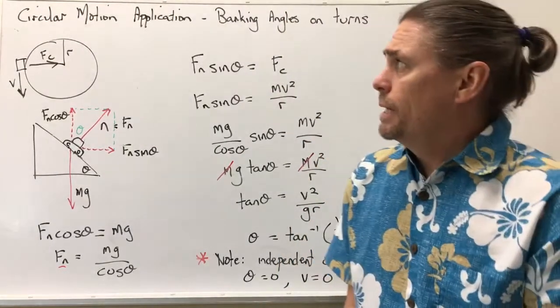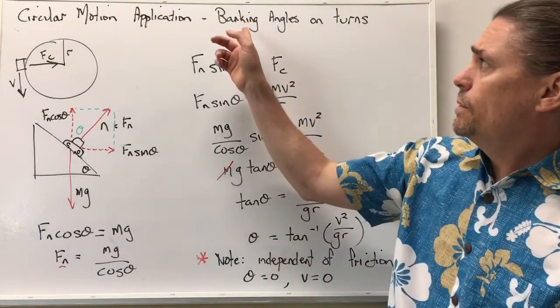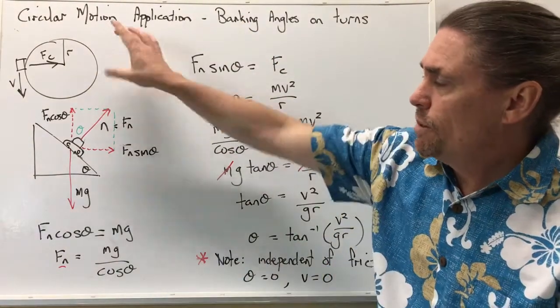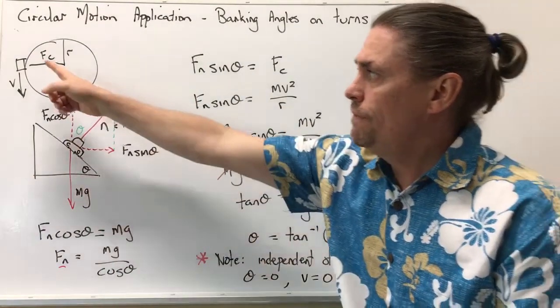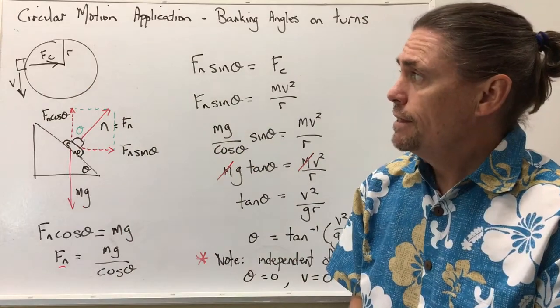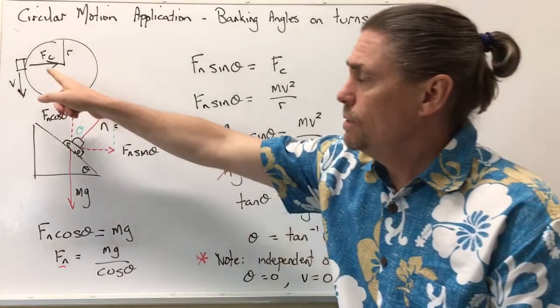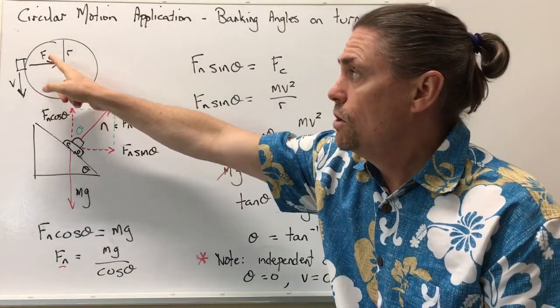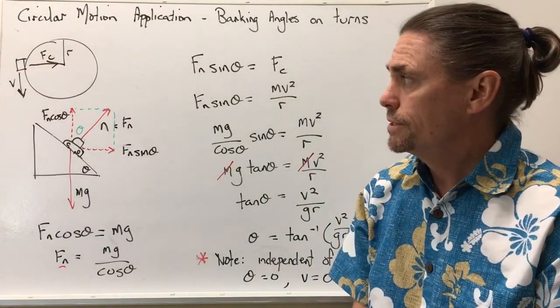Okay, let's have a look at an application of circular motion, and in this case we're going to look at the use of banking angles in turns. If we remember back to our previous work, if we have a vehicle that's travelling in a circular path, so around a curve, the object will experience an acceleration inwards, which is our centripetal acceleration, caused by a centripetal force.